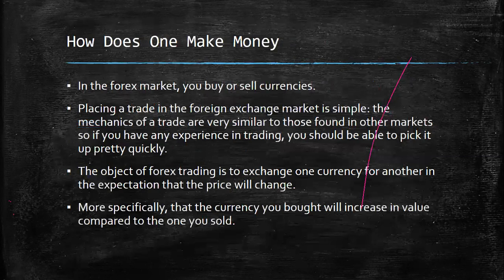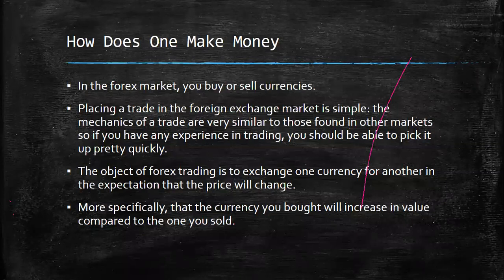All right, so now, how does one make money? In the Forex market, you're buying or selling currencies. Placing a trade in the foreign exchange market is simple. The mechanics of a trade are very similar to those found in other markets, so if you have any experience in trading, you'll be able to pick up on it pretty quickly. The object of Forex trading is to exchange one currency for another in the expectation that the price will change.